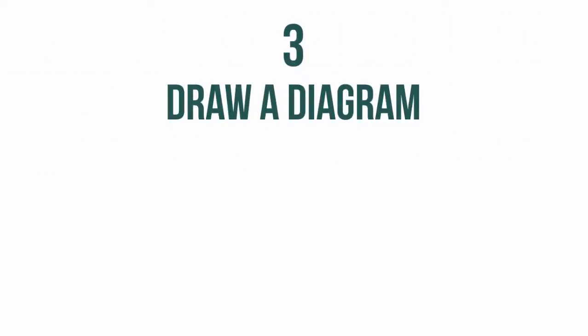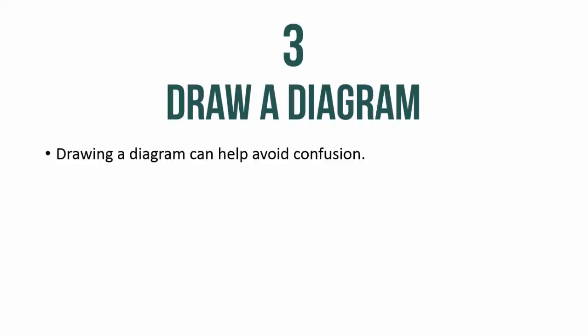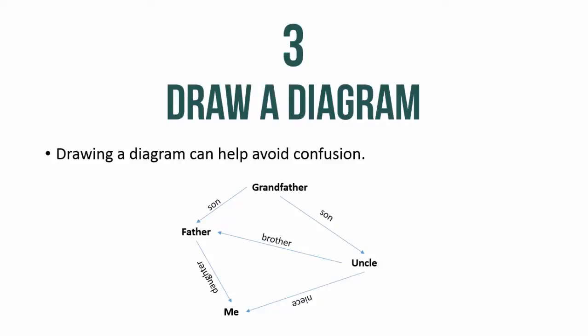The third tip is to draw a diagram. Sometimes when there are multiple people involved in the relationship, you could get confused if calculating all of this mentally. The easy way to get around it is to draw a diagram that can help you avoid confusion and quickly find the interrelationship between two different people. For instance, if you have a grandfather, a father, an uncle, and me, this would be the diagram that would describe the relation that each one of us has with each other.